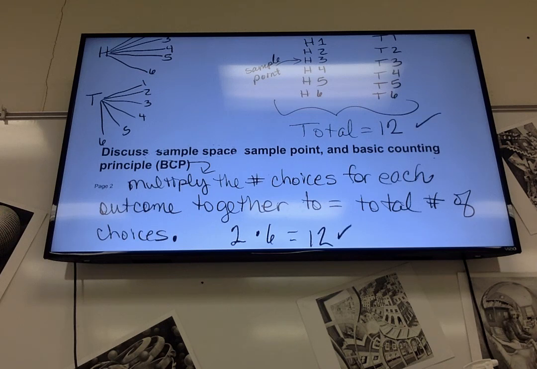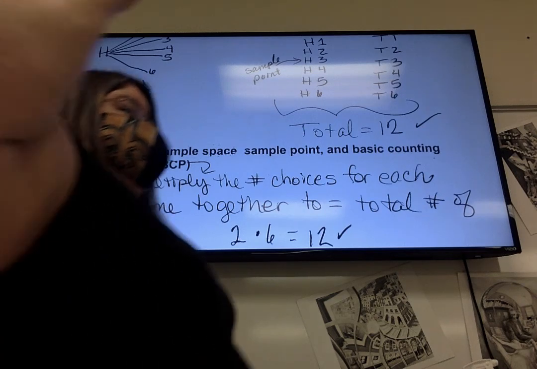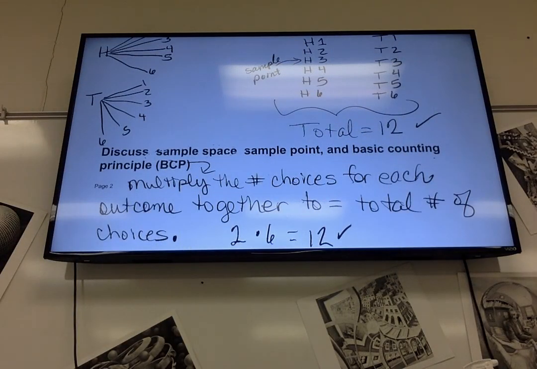So the question is, why would we ever list them? Well, sometimes you need to list them just to figure out how many possibilities you have for the top number, not necessarily the bottom number.